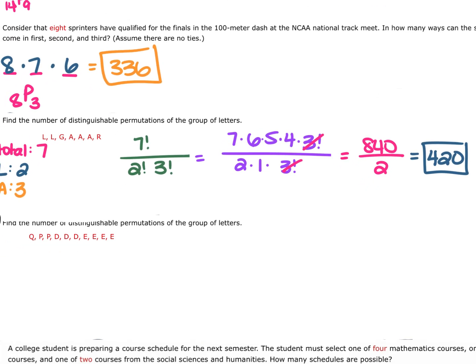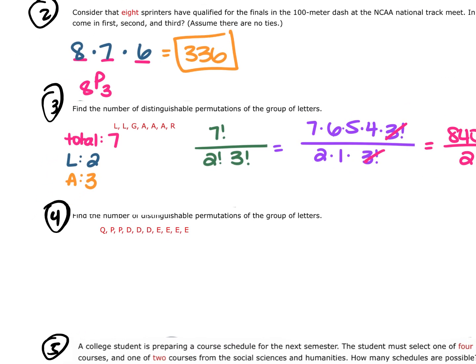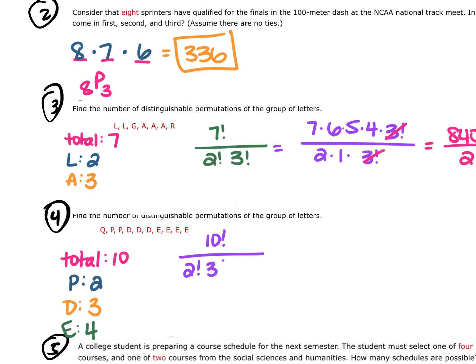For your next one, number 4, you are given the same type of problem and asked for the number of distinguishable permutations of the group of letters Q, P, P, D, D, D, E, E, E, E. So for this one, you have a total of 10. Your P repeats itself twice, D repeats itself 3 times, and E repeats itself 4 times. So that means we're going to do 10 factorial over 2 factorial times 3 factorial times 4 factorial.